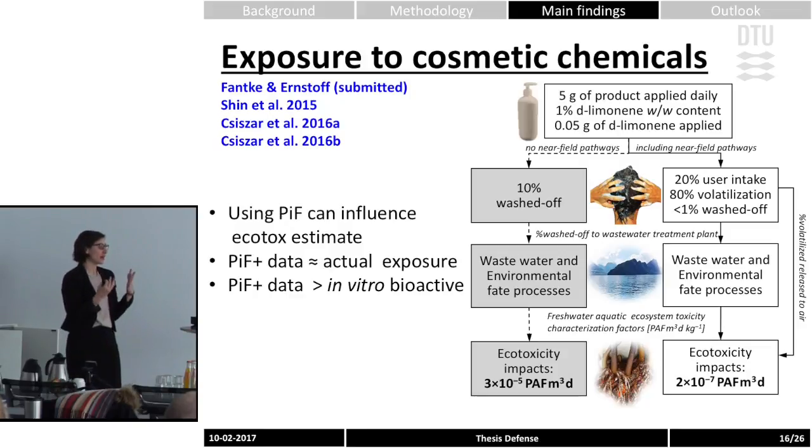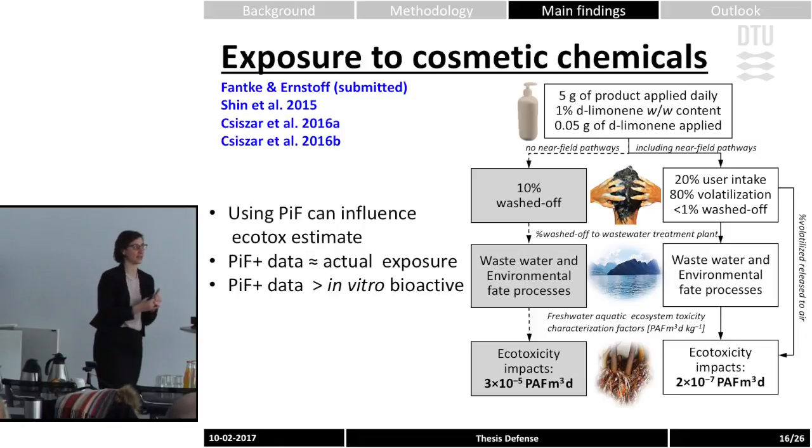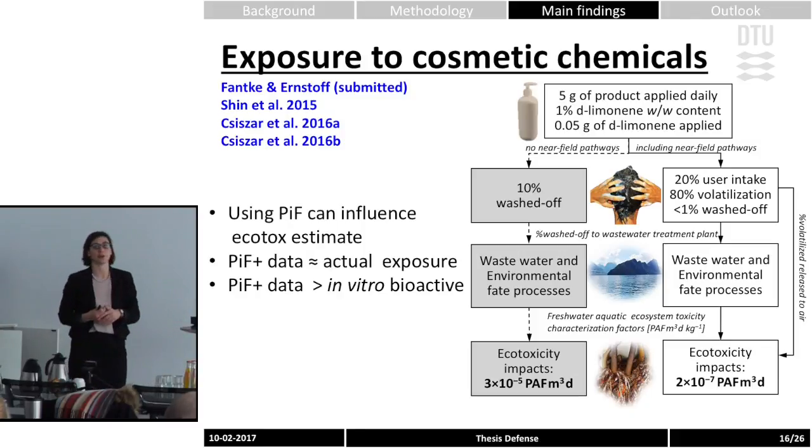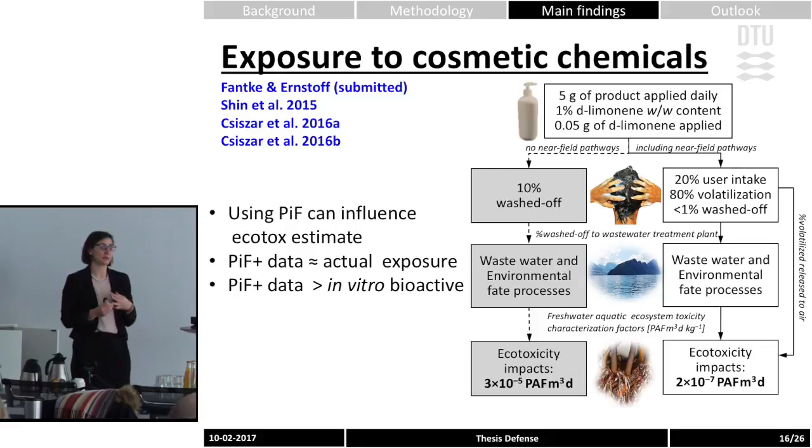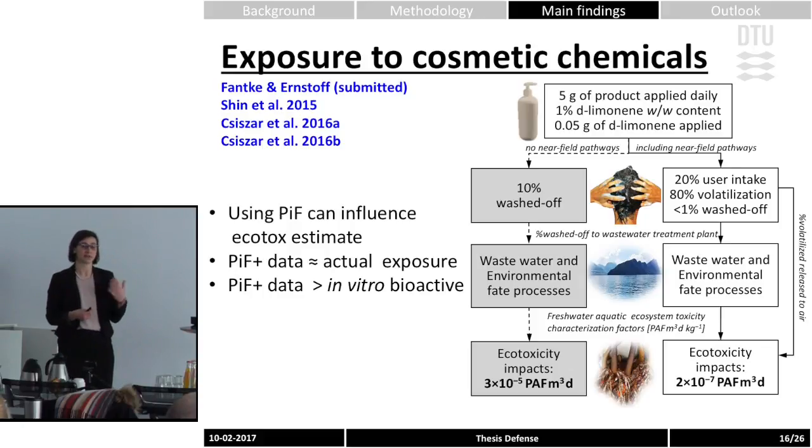But when we apply the model that we developed, we actually see that this is not true. For example, if we look at D-limonene, the left-hand side of this figure is the flat fraction, just assuming 10% is being washed off. On the right-hand side is what the model would predict: that 20% of this chemical is taken in by the user, that 80% is volatilized during use, and that actually less than 1% is being washed off to the environment. This results in ecotoxicity impacts that are orders of magnitude less than would otherwise be calculated.